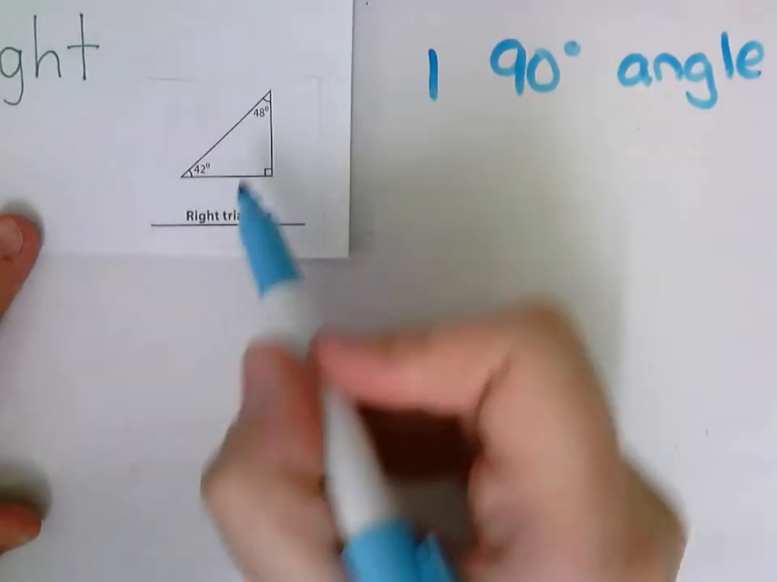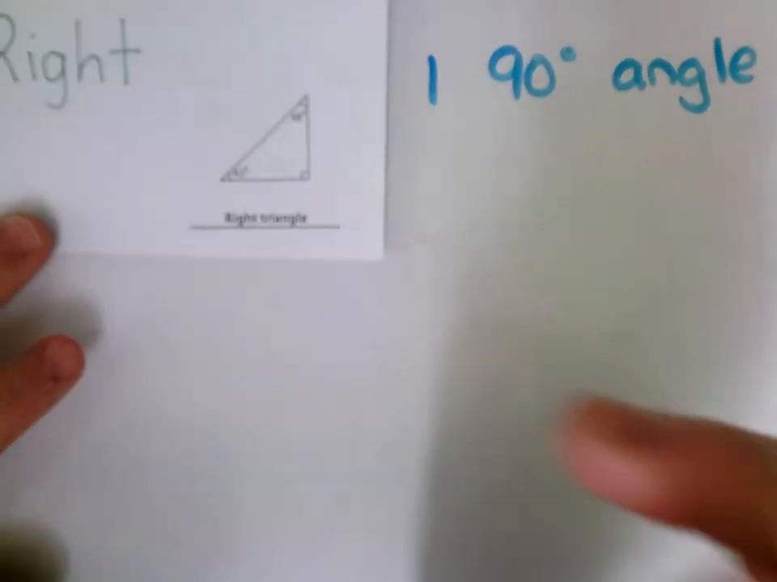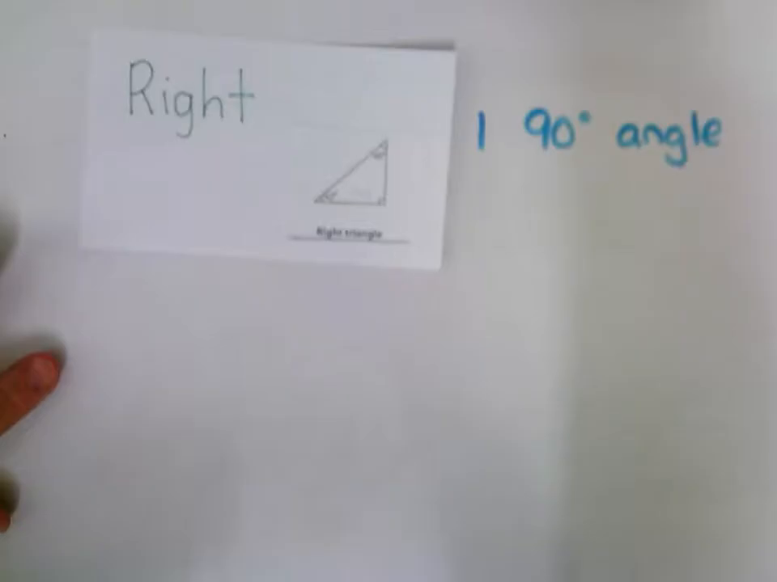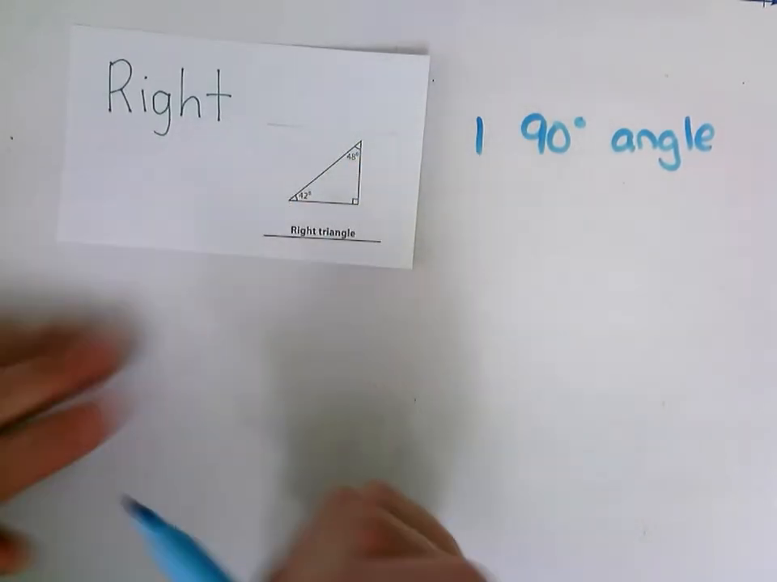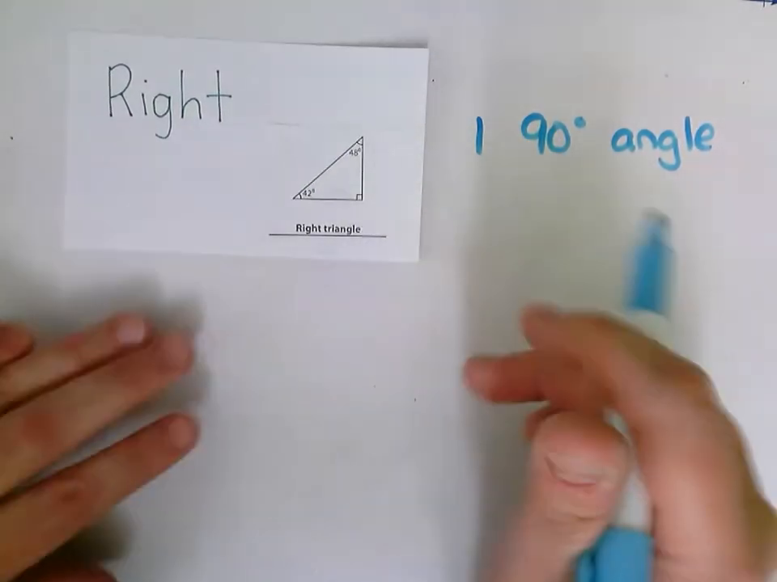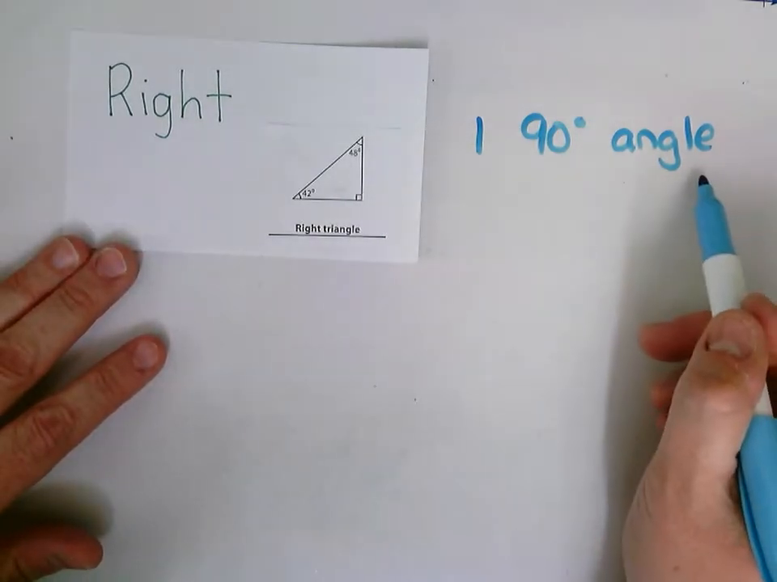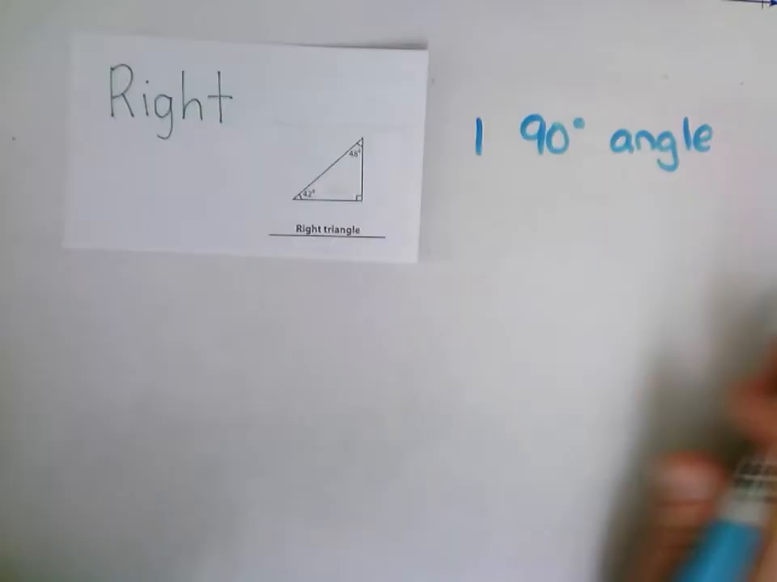And the other two angles are going to be acute because the interior angles of a triangle will always add up to 180 degrees. So a right triangle is one 90-degree angle, and it's going to have two acute angles.